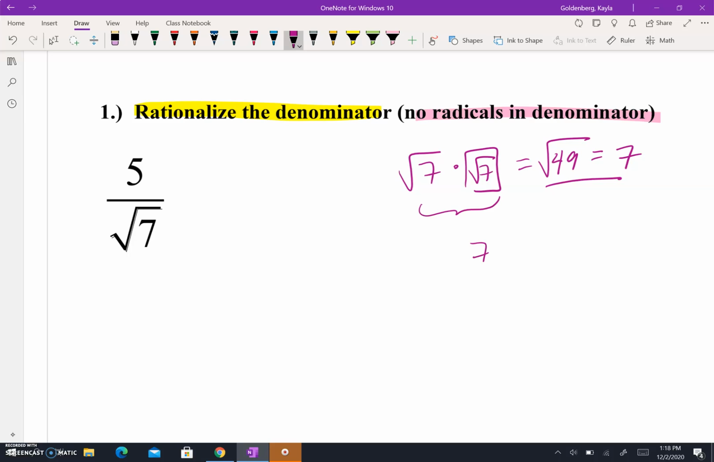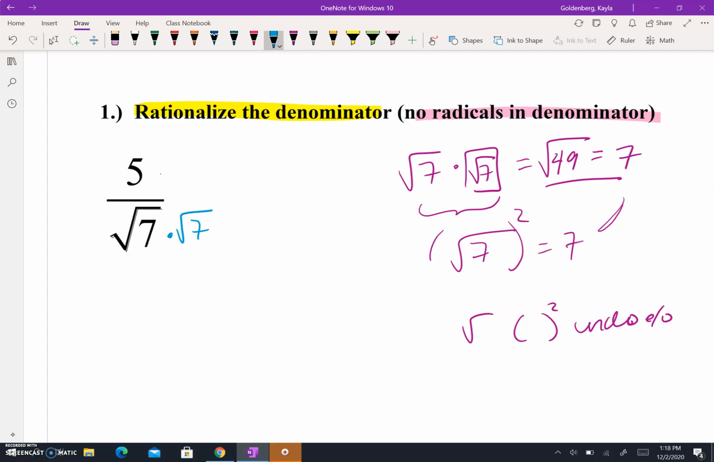Another way to think about that is if you square a square root, the square root and the squaring undo each other, and you just get the 7 out. Those both equal 7, so these are two ways to think about it. If I multiply the bottom by the square root of 7, I also need to multiply the top by the square root of 7. You're going to have 5 square root 7 on the top. On the bottom, you've got a square root of 7 being squared. Those undo each other, as we said. So your final answer is 5 root 7 over 7.